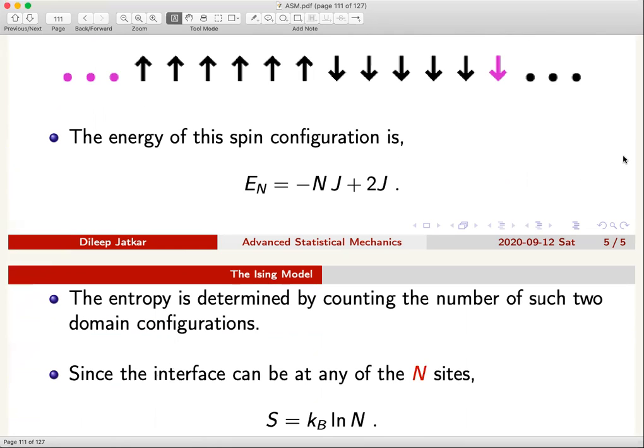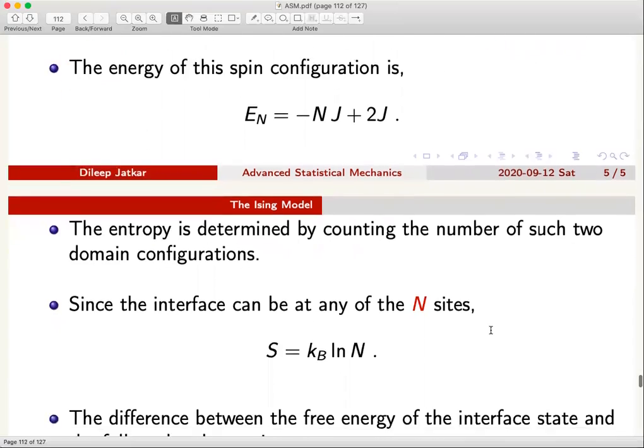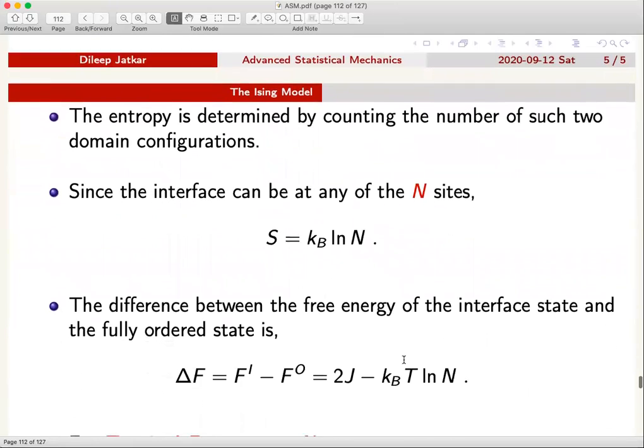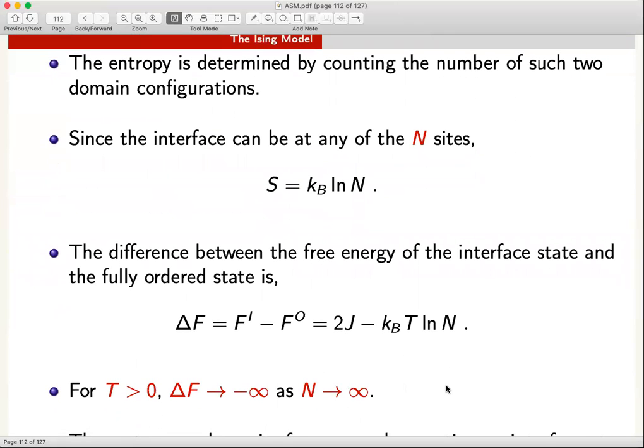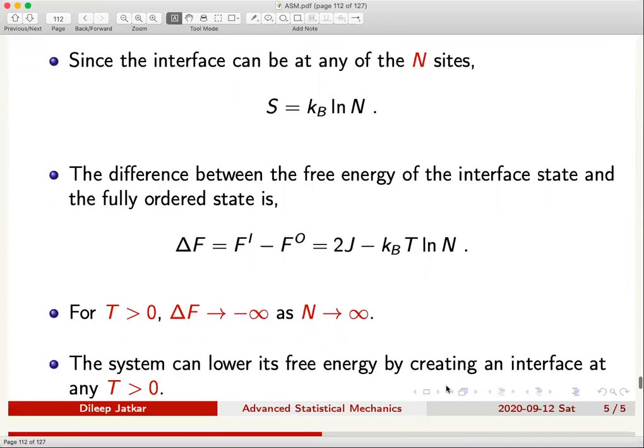But in general, a finite number of interfaces in the system would have much larger entropy. It would go as capital N to the small n, where small n is the number of interfaces. And already with a single interface, the system seems to be preferring to go into the interface state, and multiple interfaces would lower energy even faster. Therefore, instead of all the spins trying to point in the same direction, they would rather try to point in the opposite direction, and lower the free energy of the total system.